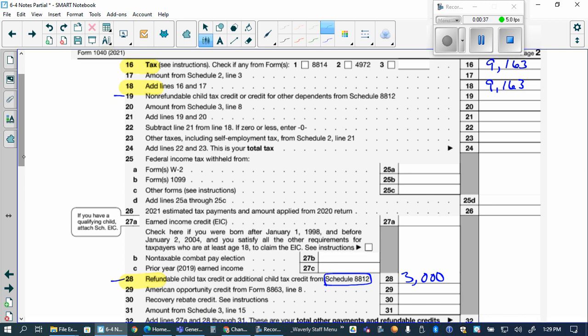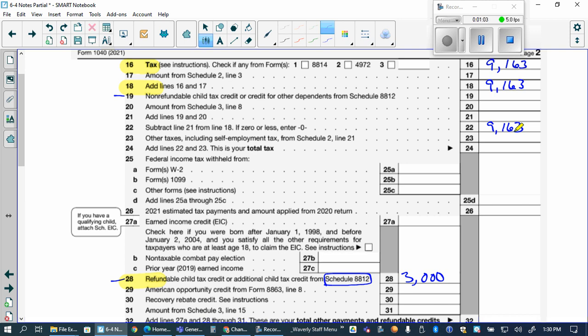Line 21 wants us to add 19 and 20. There's nothing there. Line 22 wants us to subtract 21 from 18. So we should probably put something there, right? We have something in 18, so line 22 is going to be the 9163. And again, this is from example 7. So we already did a lot of this out of order.